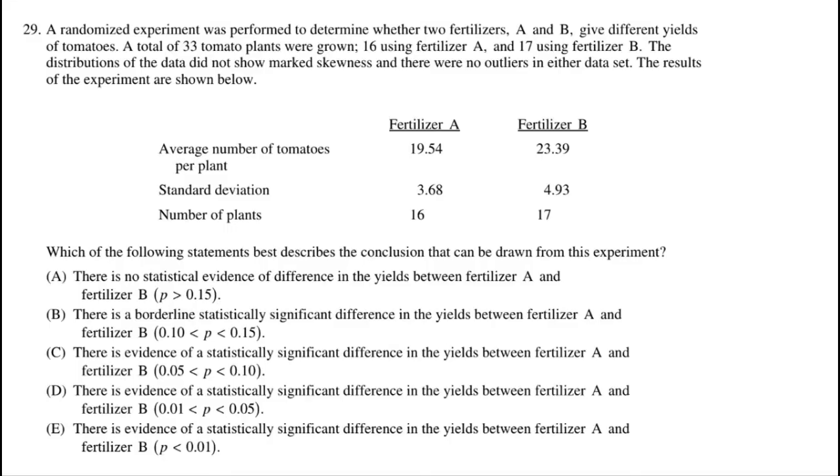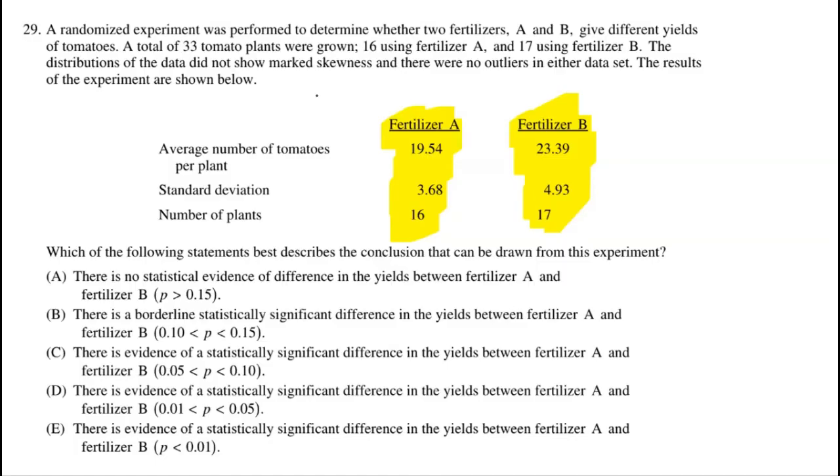All right, so we're given all the information for fertilizer A. We're given the mean, 19.54, the standard deviation, 3.68, and the number of plants, 16. And then we're given all the information for fertilizer B as well. And the question says, which of the following statements best describes the conclusion that can be drawn from this experiment? Okay, so basically they want us to do the full significance test, but it's only a multiple choice question, so we don't have to do all of it.